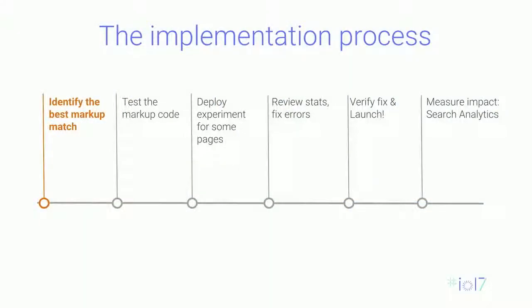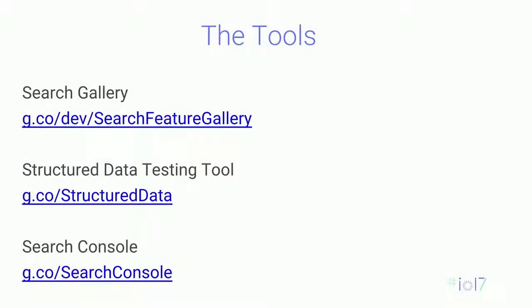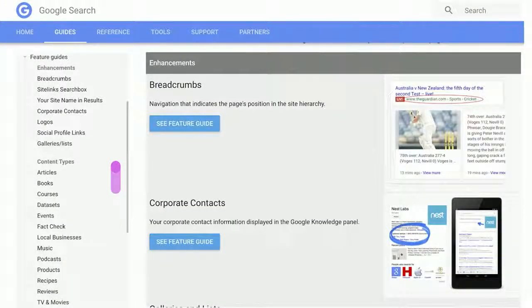Now, this is the overall journey of the implementation process, and I'm going to walk you through each element of it. So the first one is you want to identify the best markup match. So you're watching this talk and you're thinking, right, this is something I could try to do. Now, throughout this journey, I will talk about different tools, and here's a summary. There's the search gallery, the structured data testing tool, and the search console. These links, of course, are available to you. Hope you can take a moment and try those out after we talk. The first starting point is the search gallery.